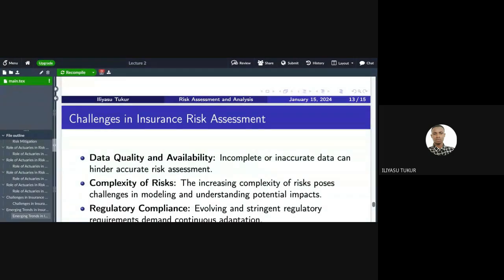All right. So complexity of risks. The increasing complexity of risks poses challenges in modeling and understanding potential impact. So some risks, if we are modeling them, they are very complex. That is why today, with the help of computer simulation and stochastic modeling, we can incorporate so many factors, so many variables.